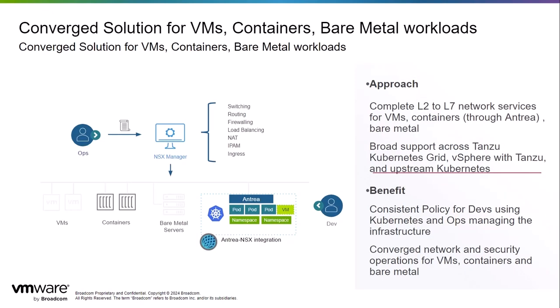NSX also provides a converged solution for VMs, containers, and bare metal networks. This approach is to use complete layer 2 to layer 7 network services for VMs, containers, and bare metal. It provides support across Tanzu Kubernetes Grid, vSphere with Tanzu, and upstream Kubernetes. The benefit is it provides consistent policy for developers using Kubernetes and operations managing the infrastructure. It also provides converged network and security operations for VMs, containers, and bare metal.